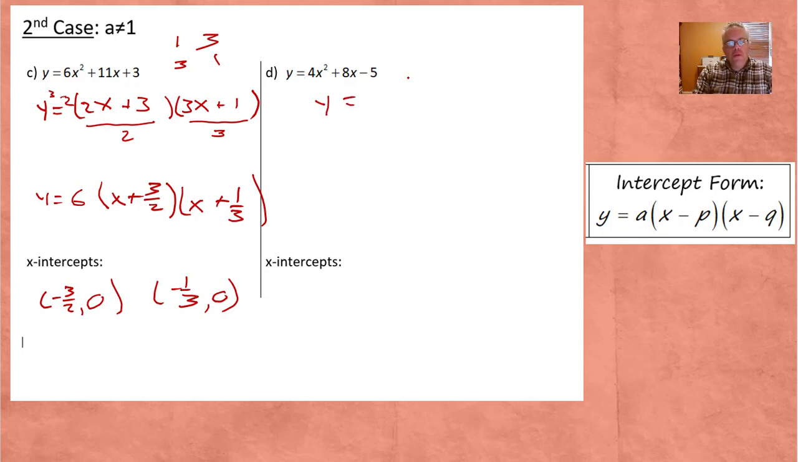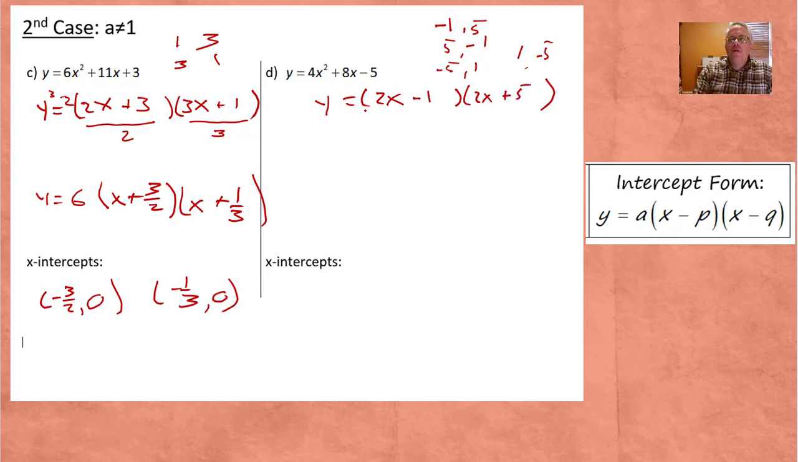Again, it could be 4x and x. I found that 2x and 2x worked. We need two numbers that multiply to -5, so -1 and 5, 5 and -1. Maybe it's -5 and +1, or 1 and -5. One of those combinations. And it turns out that -1 plus 5 works.